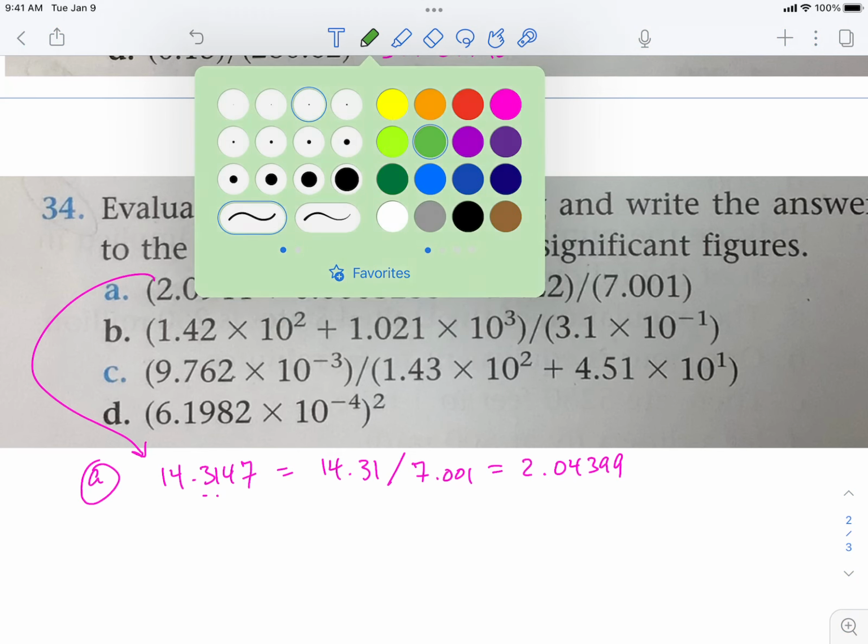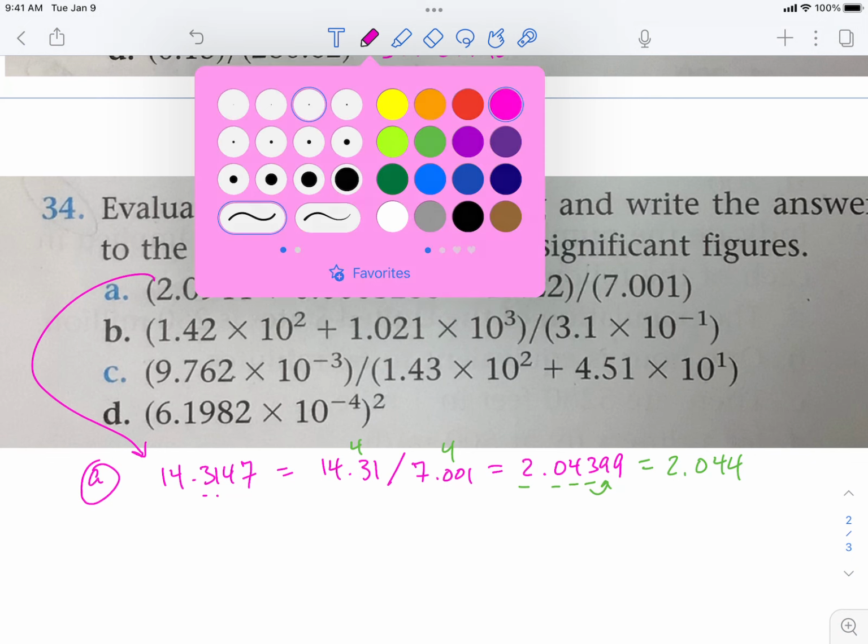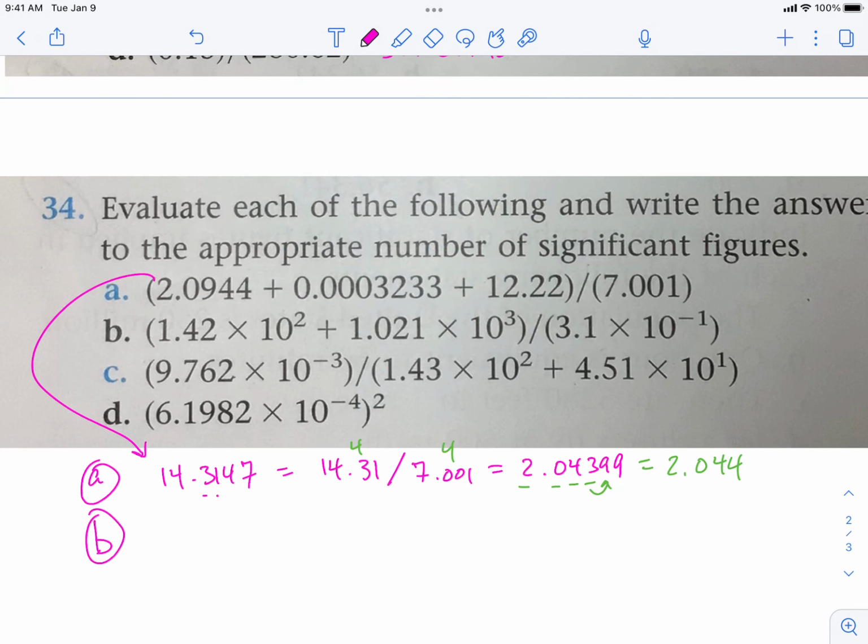Because we're dividing now, we got to go by our significant figures. So for my sig figs, there are 4 here and there are 4 here. So 1, 2, 3, and 4. Since we have a 9 next door, this becomes 2.044. All right. And that's kind of how you approach these. You have to do them sort of separately if the rules are different. And so that's sort of the theme for these problems.